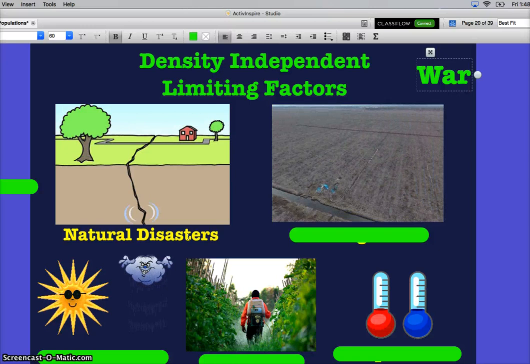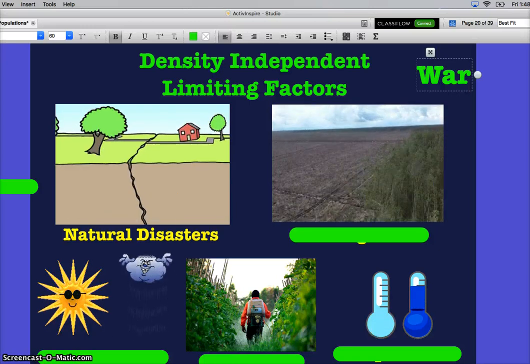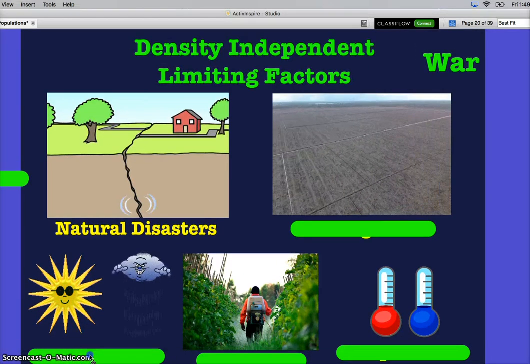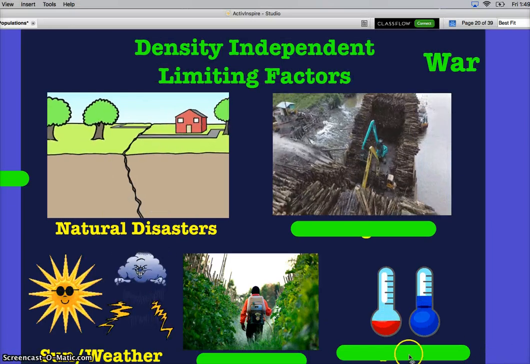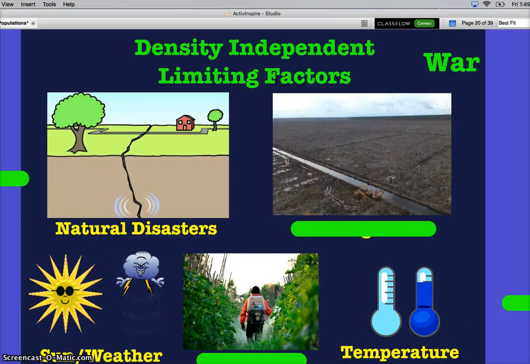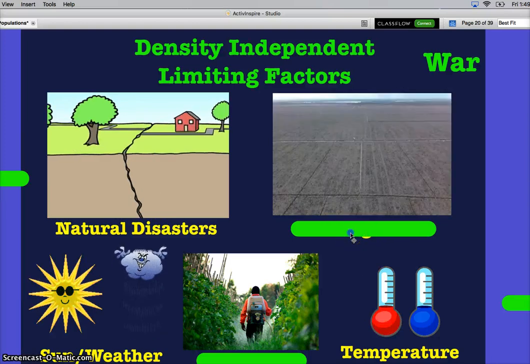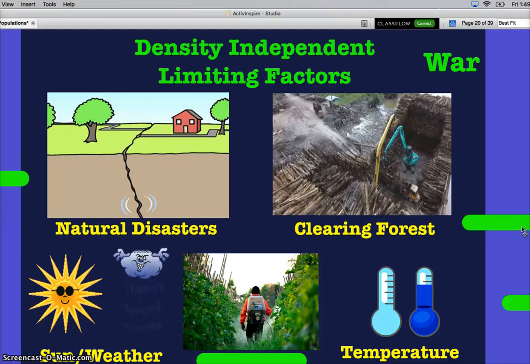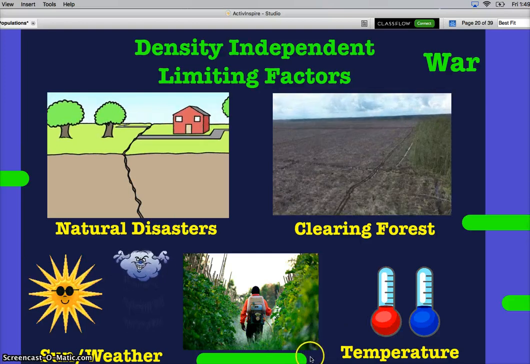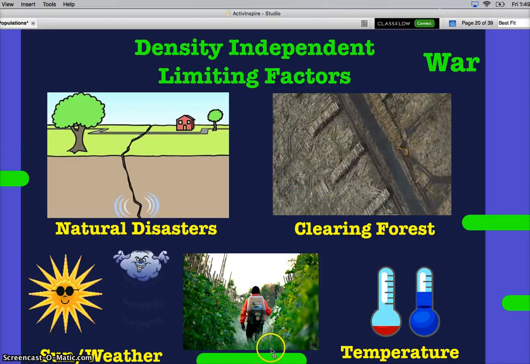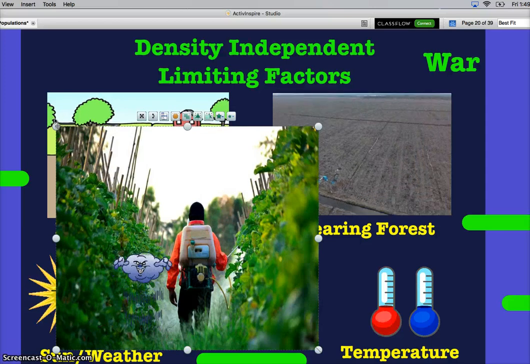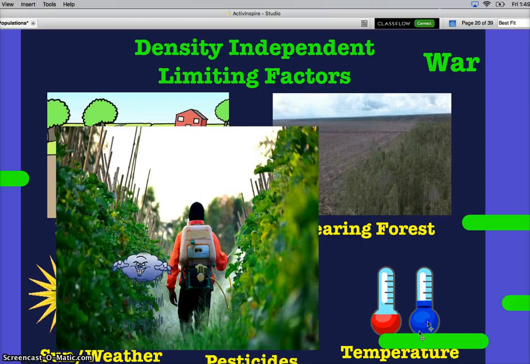What else? The pictures speak a thousand words. Weather and temperature and the sun. What else? Habitat destruction, yes, like deforestation. And anybody know what this picture is showing? Immigration. Nope. Look closely. I'll make it bigger. Human. Good job. Pesticides.